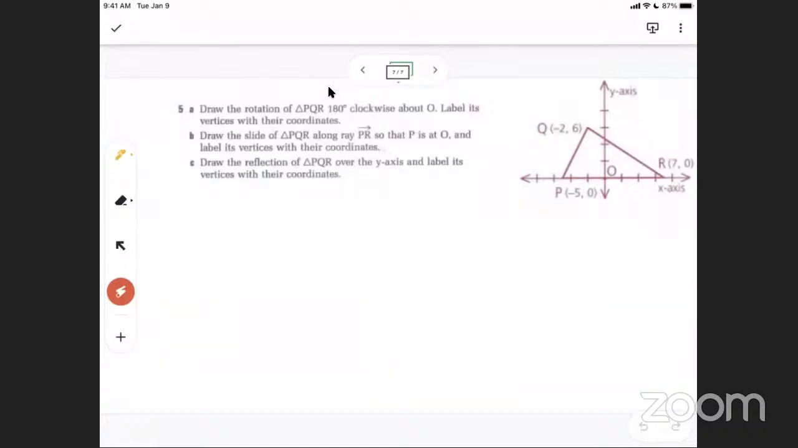All right, last one. Let's get this done. Draw the rotation of PQR 180 degrees clockwise about O, and label its vertices with their coordinates. So clockwise means I'm going this direction. 180 degrees means everything is moving like this. So this point is going to move all the way to here, this point to here, and this point to here. So that 7, 0 is going to be over here at negative 7, 0.